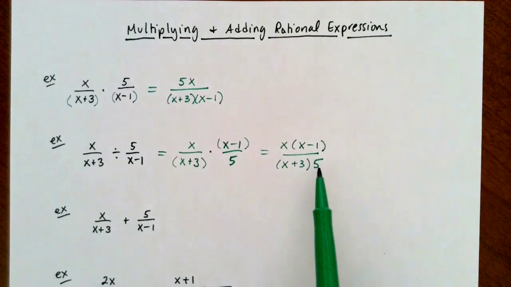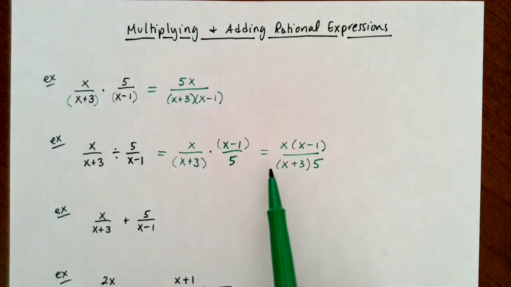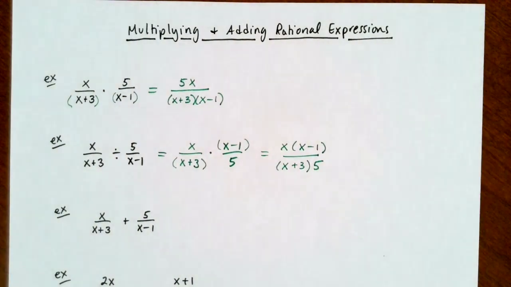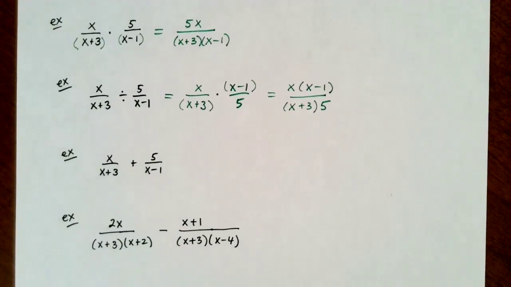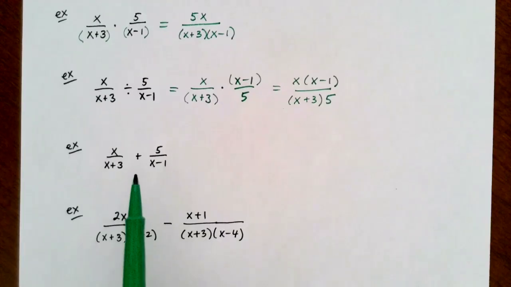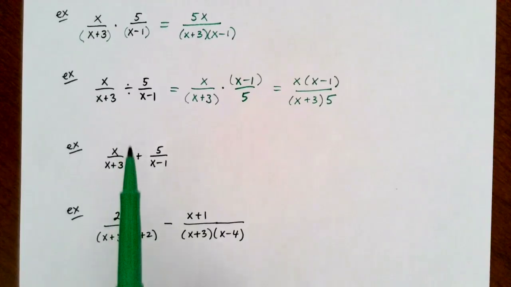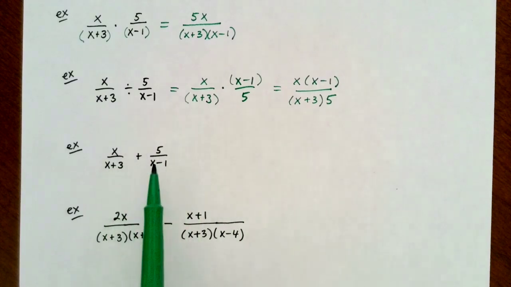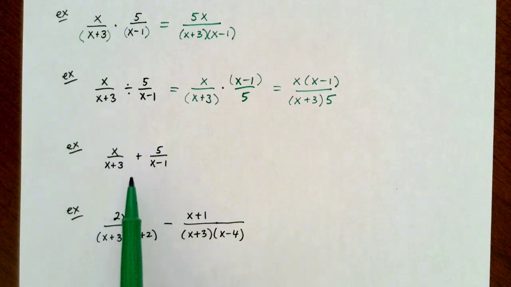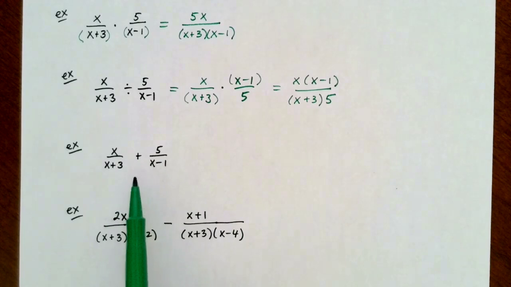You can also put this 5 on the left side of the x plus 3 if that makes your eyes happier. So we have to do a lot more work in combining rational expressions when we're adding or subtracting them. In multiplying and dividing, we're going across the top. Here, we can't add or subtract fractions that don't have the same denominator. So we have to, every single time, make a least common denominator before we combine them.